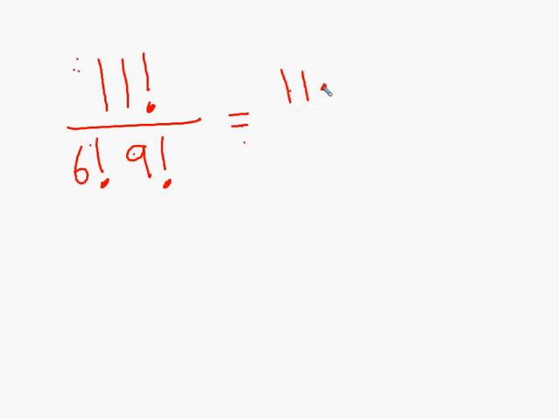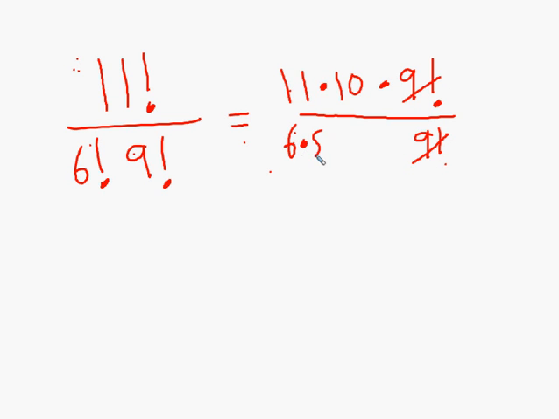What if I had 11 factorial over 6 factorial, 9 factorial? Well, let's see how we could reduce this. So I'm going to count this 11 down to the 9. So 11 times 10 times 9 factorial. So the 9 factorials are going to cancel. And then the 6 factorial, I'm going to write that out. 6 times 5 times 4 times 3 times 2 times 1. And I'm going to see what cancels.